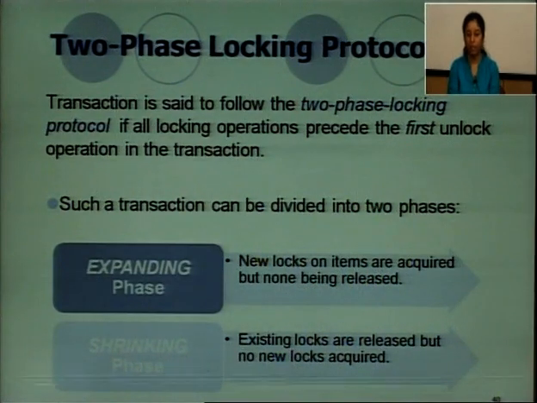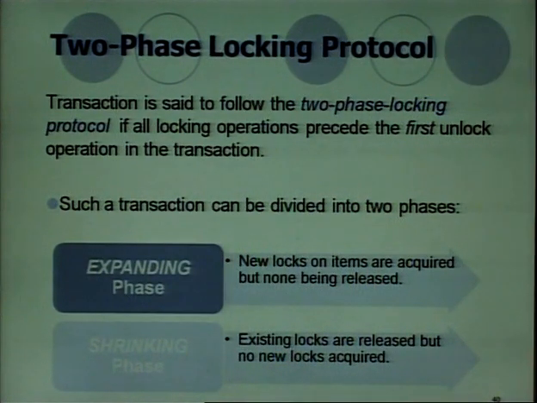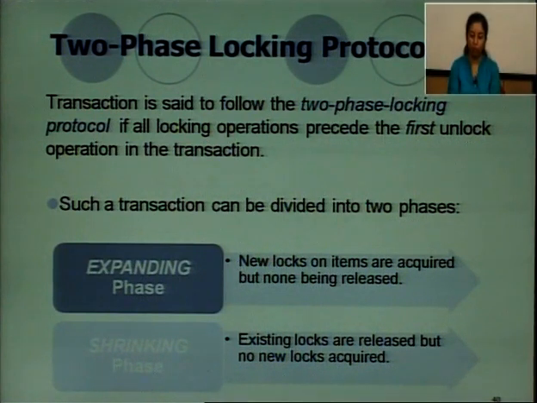Now, the next slide goes to the two-phase locking protocol. A transaction is said to follow the two-phase locking protocol if all locking operations precede the first unlock operation in the transaction. Such a transaction can be divided into two phases. First, the expanding phase: new locks on items are acquired but none are released. Then the shrinking phase: existing locks are released but no new locks are acquired. These are the two phases in the locking protocol.